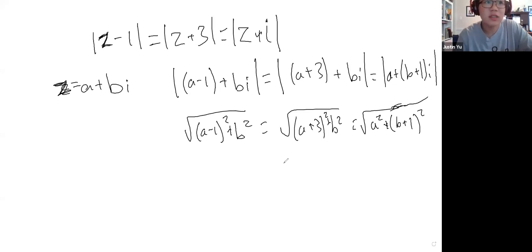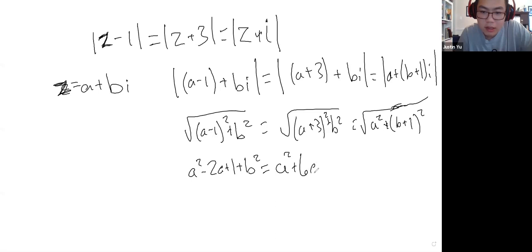All right, so now what should we do with this equation? Notice how we've completely gotten rid of any notion of complex numbers. What should we do with this to make the equation nicer? All right, get rid of the square roots or square everything. We do both at the same time. Nice. And I'm also going to go ahead and expand. So a squared minus 2a plus 1 plus b squared is equal to a squared plus 6a plus 9 plus b squared. And that's also equal to a squared plus b squared plus 2b plus 1.